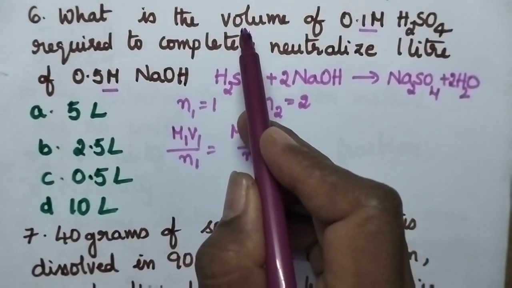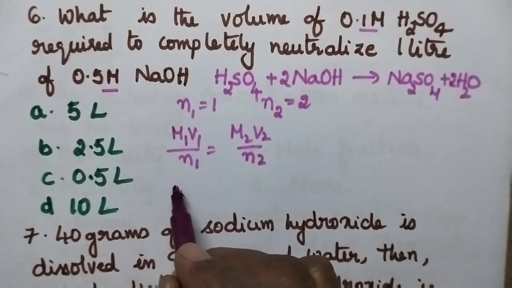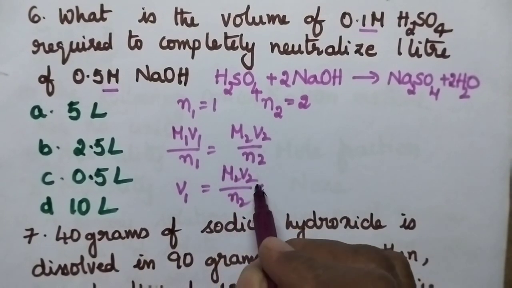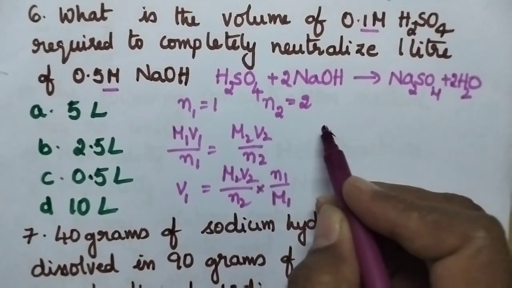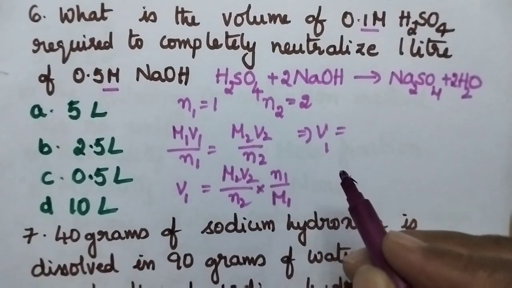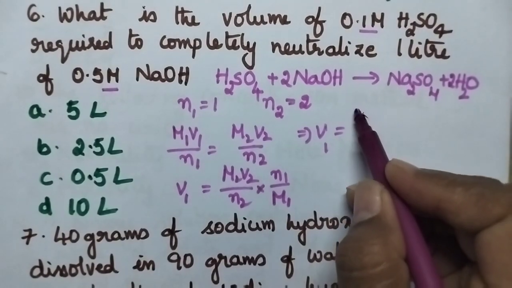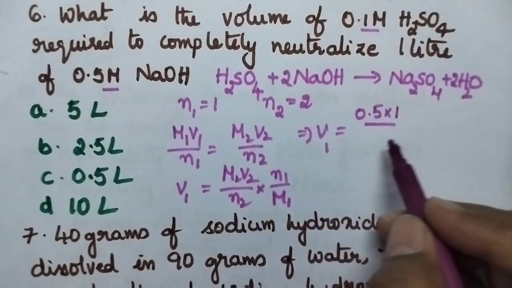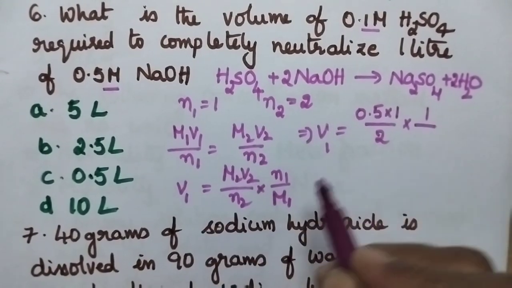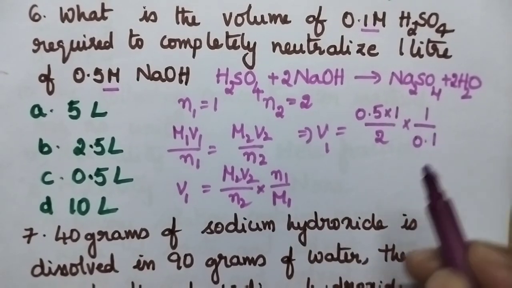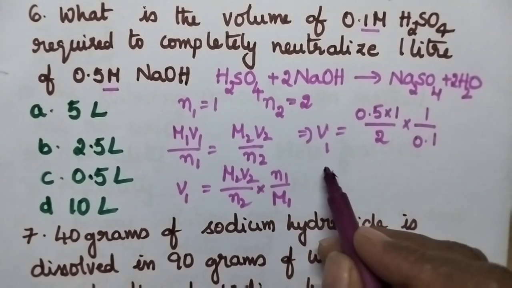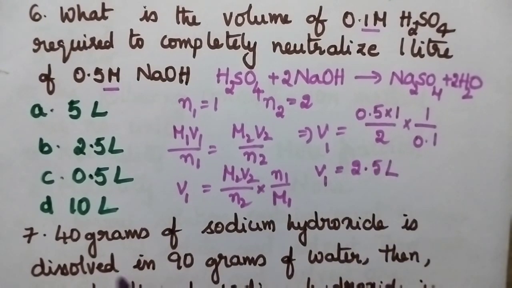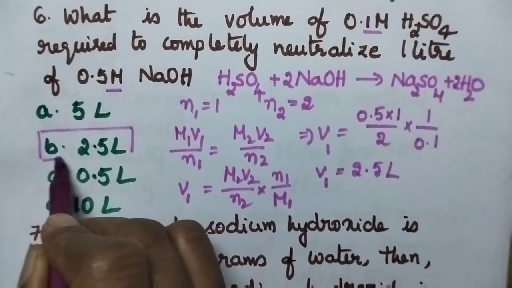So, we are supposed to calculate what is the volume of sulfuric acid is required. That means, we are supposed to calculate V1, that is equal to M2 V2 by N2 into N1 by M1. That implies V1 equal to, let us substitute the values. So M2 is 0.5, V2 is 1 liter, N2 is equal to 2, N1 is equal to 1 divided by M1 means it is 0.1. So, on calculating, we will get V1 as 2.5 liters and hence the right option is option B, 2.5 liters.